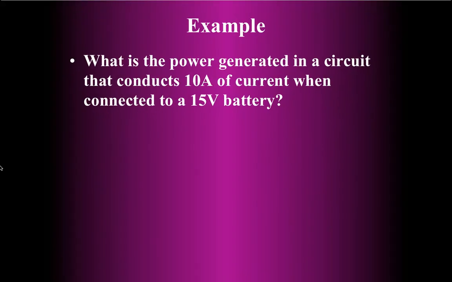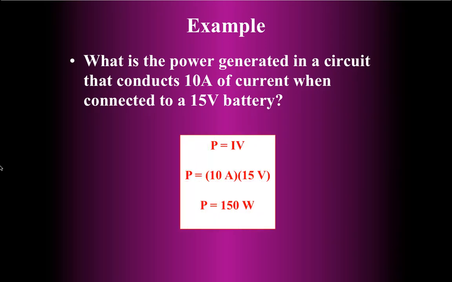What is the power generated in a circuit that conducts 10 amps of current when connected to a 15-volt battery? Well, they're asking us for P, they're asking us for power. They tell us that we have 10 amps, that's our I. 15 volts is our battery, is our V, our voltage. Using the power law, P equals IV, we end up with 10 amps multiplied by 15 volts to give us 150 watts.